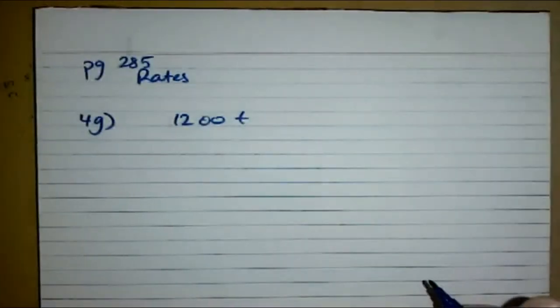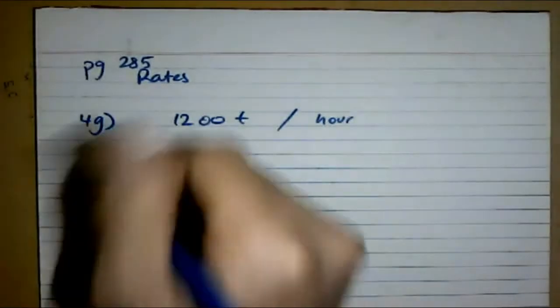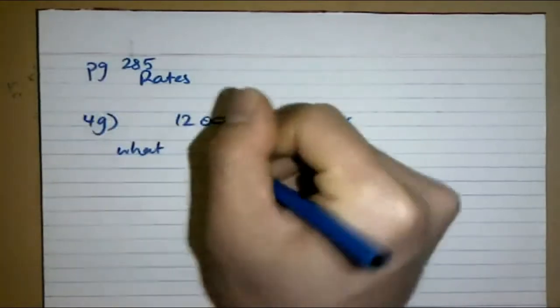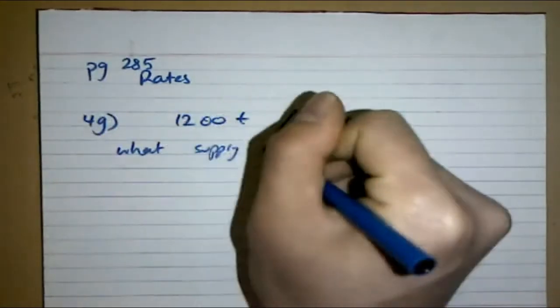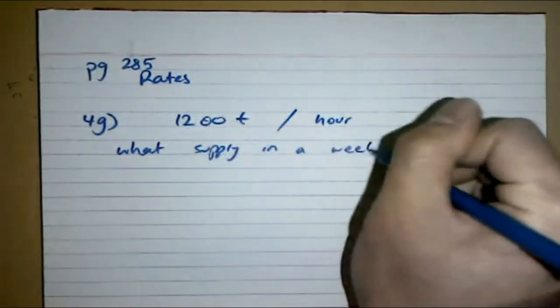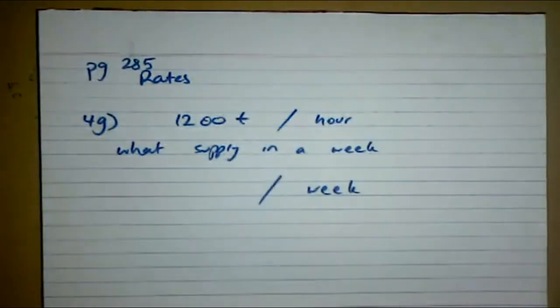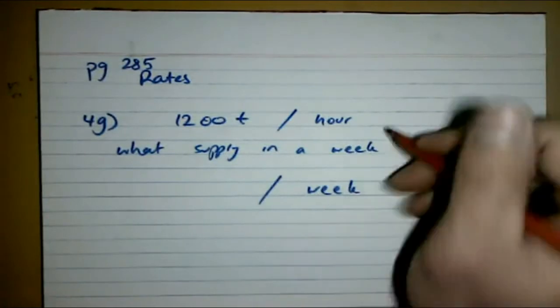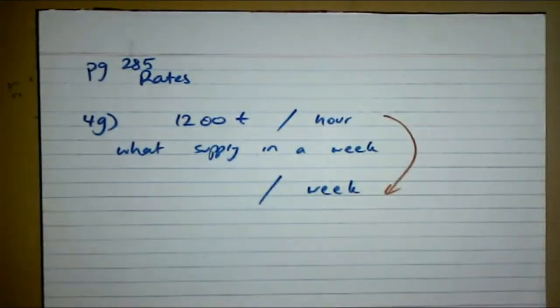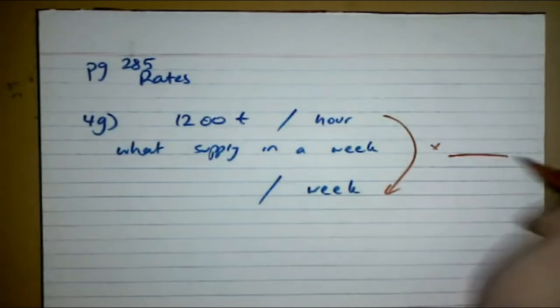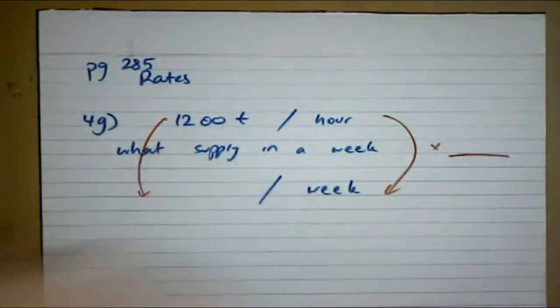1,200 tons of ore per hour. How much can it supply in 1 week? So what I'm trying to do is get it from hour into week somehow. So it's basically a fraction. If you can work out how many hours goes into a week, you work out what that magic multiplication is, and then you apply it onto the other side.